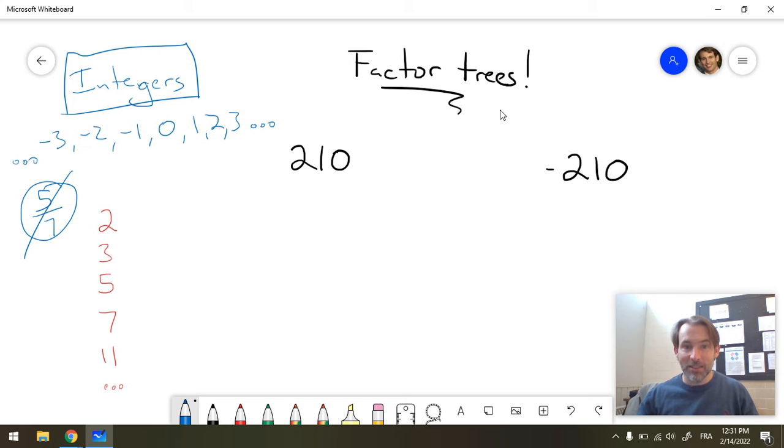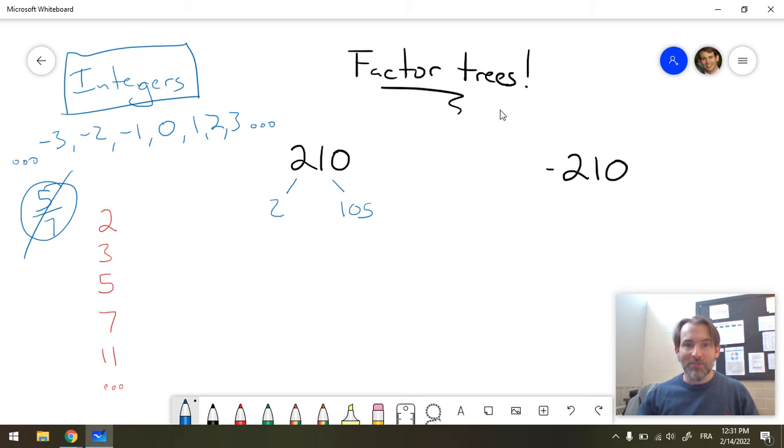So I can test, is this divisible by 2? Yes, it is. It's an even number. So I can write this as 2 times 105. You can check that on a calculator and find that 2 times 105 is 210. Then I look at this one. Is it divisible by 2?